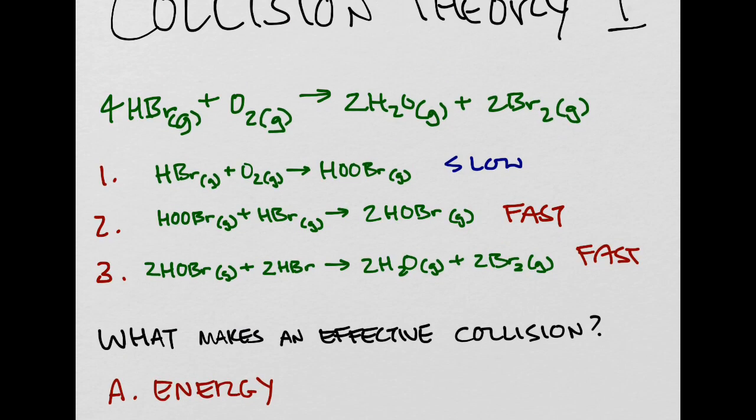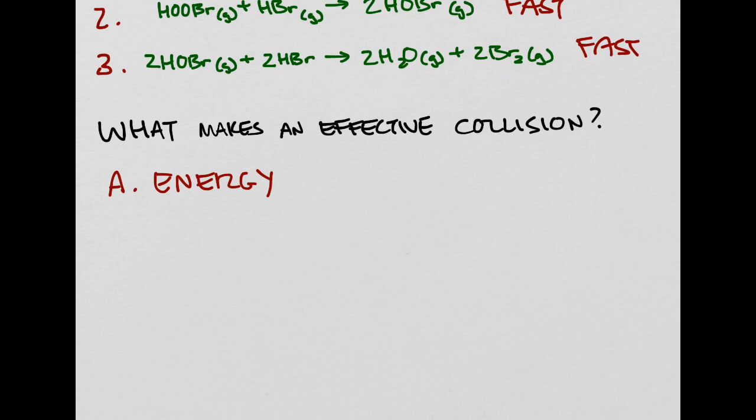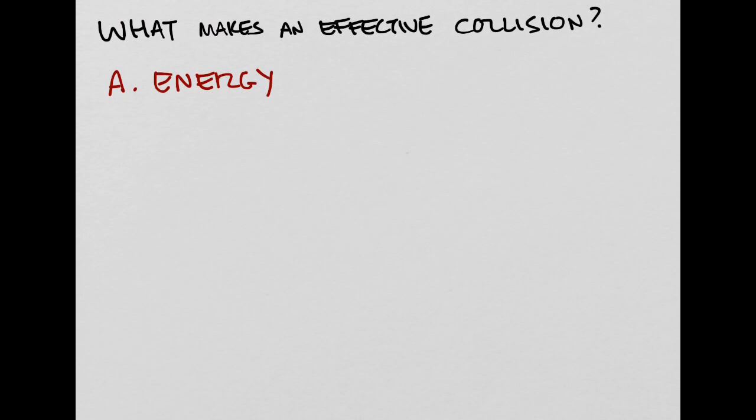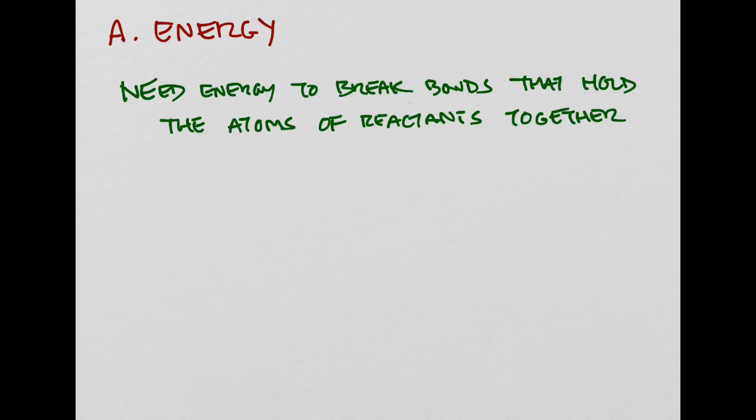So if we take a look at this HBr, right? HBr is held together with a covalent bond between the H and the Br. We need to bust that thing apart before we can begin the process of combining them into new things. All right, so take a moment to write that down. And obviously the type of energy that we're talking about is kinetic energy, the energy of movement.